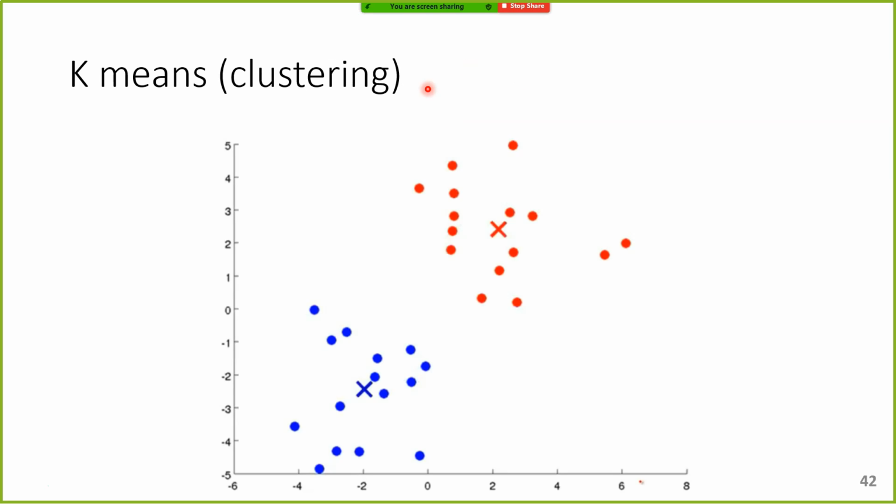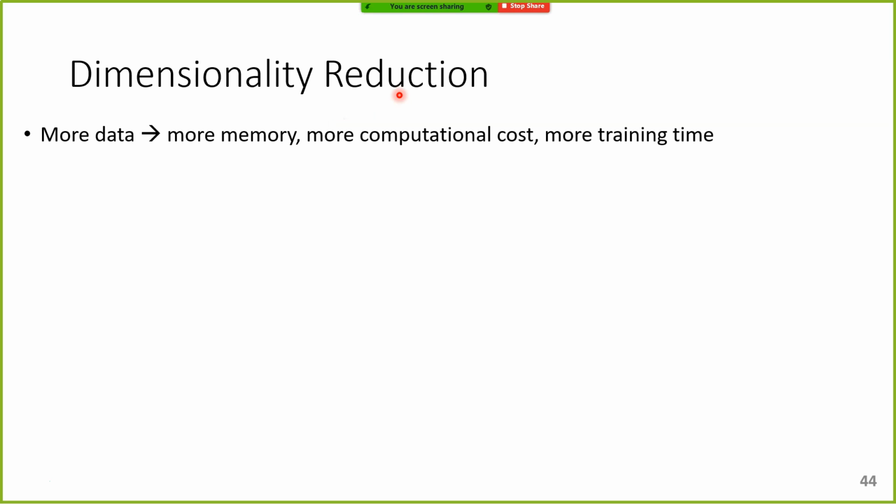In this case, this was 2D data, so we were easily able to visualize it and judge that this data has two distinct clusters. But what if we have 5 dimension, 10 dimension, or 1000 dimension data? How would we visualize that data then? In that case, dimensionality reduction comes to the rescue.